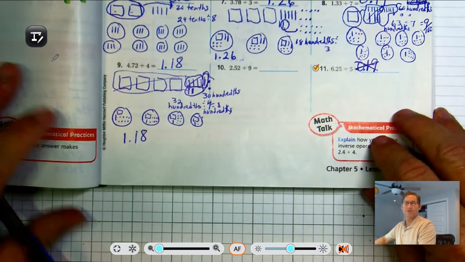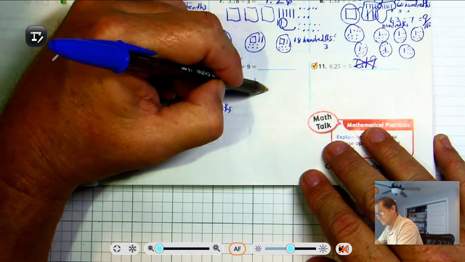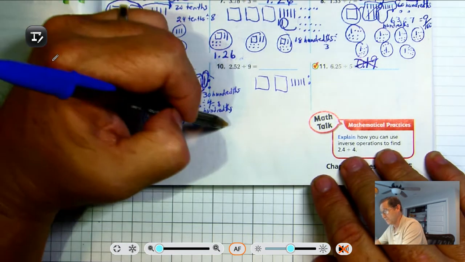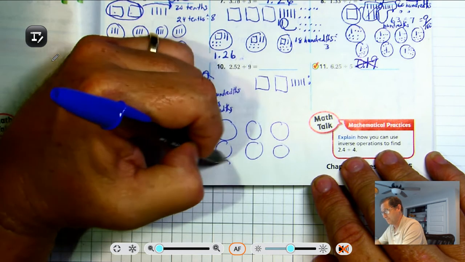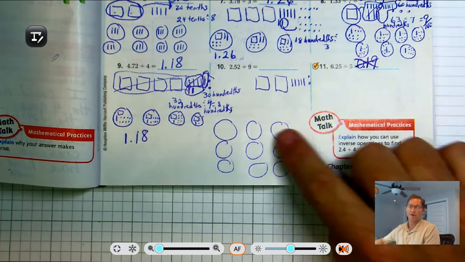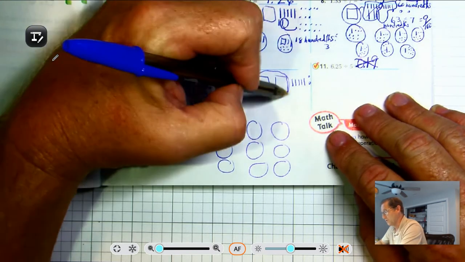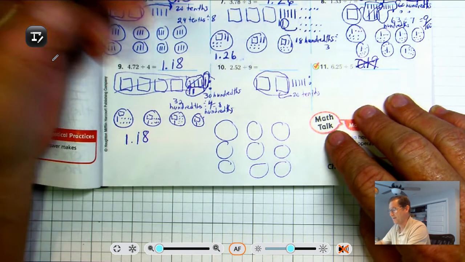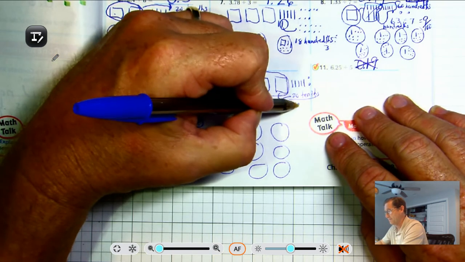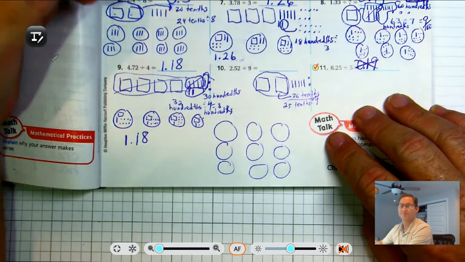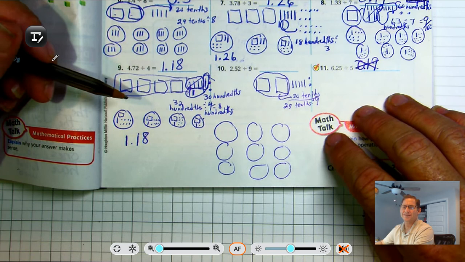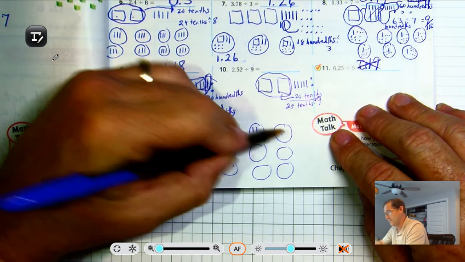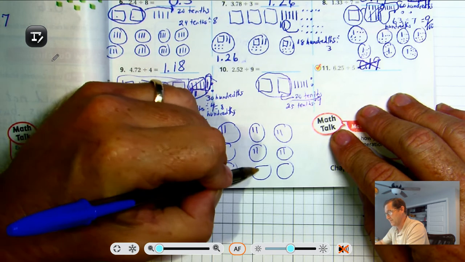Okay. Number 10, 2 and 52 hundredths. We have to share that with 9 groups. All right, 2 wholes. No way you can share 2 wholes with 9 groups. So we're going to trade those for 20 tenths. 20 tenths plus the 5 tenths gives us 25 tenths divided by 9. Well, 9 times 3 is 27, so I can't put 3 tenths in each group, right? So we can put 2 tenths in each group. 2, 4, 6, 8, 10, 12, 14, 16, 18.